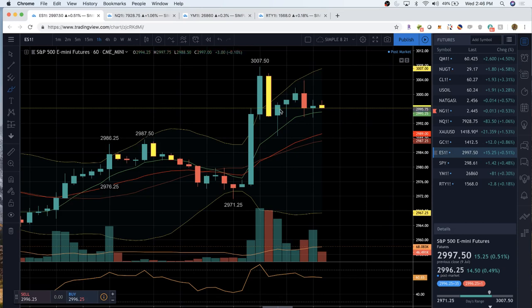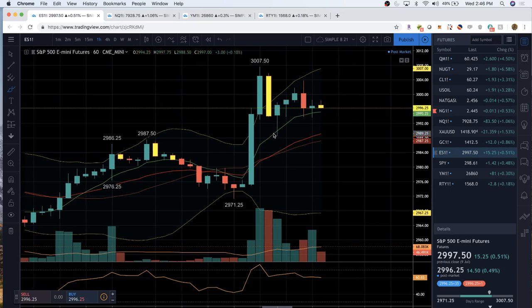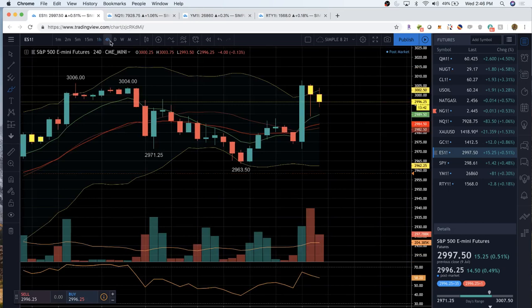And then just a warning, it happened last night, and it could possibly happen again because we're in a 4-hour bull flag. We could get some fake outs.